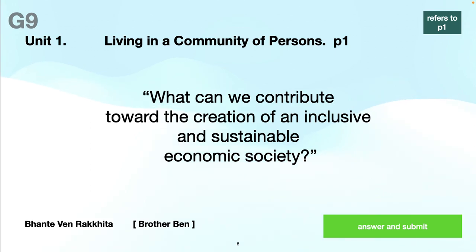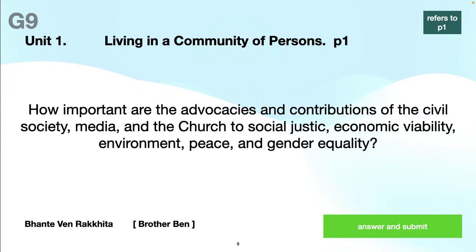What can we contribute to the creation of an inclusive and sustainable economic society? Answer and submit. And how important are the advocacies and contributions of the civil society, media, and the church to social justice, economic viability, economic peace, and gender equality? Spelling mistake there. So answer and submit.